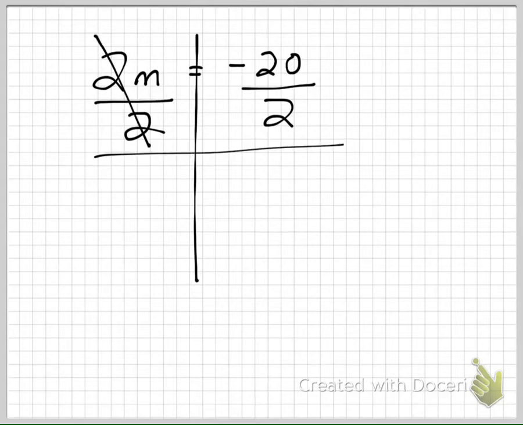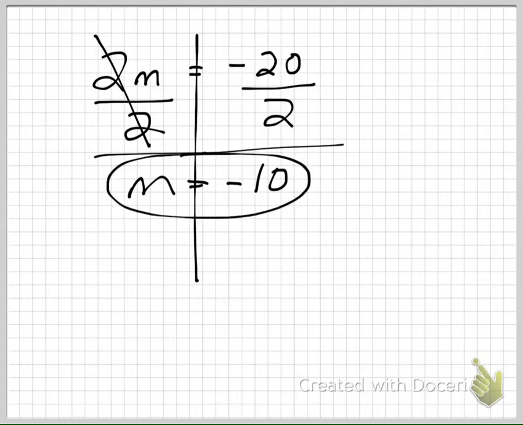Makes sense? m equals negative 20 divided by a positive 2? Negative 10. All right, let's do another one.